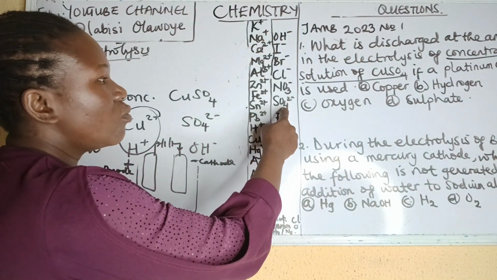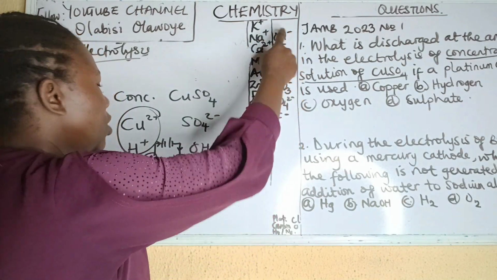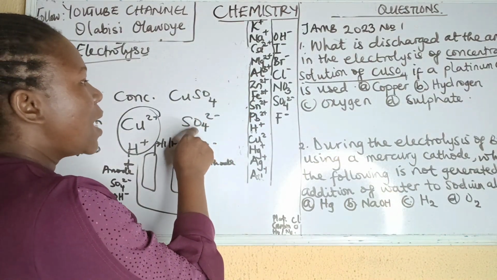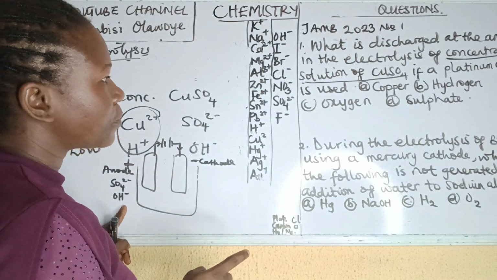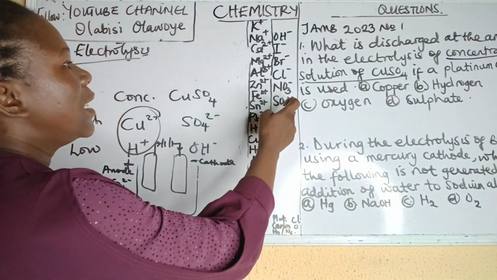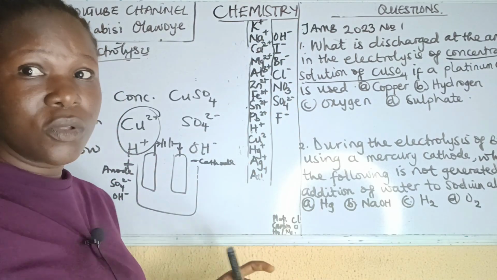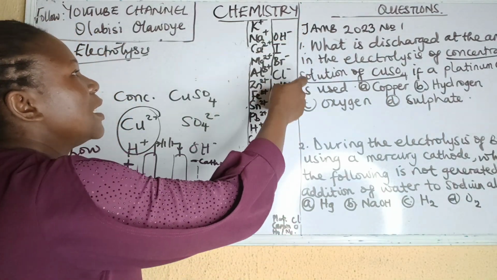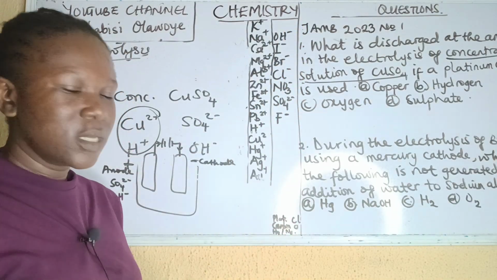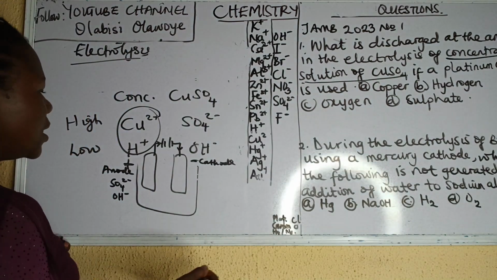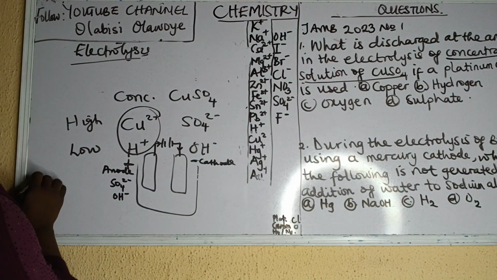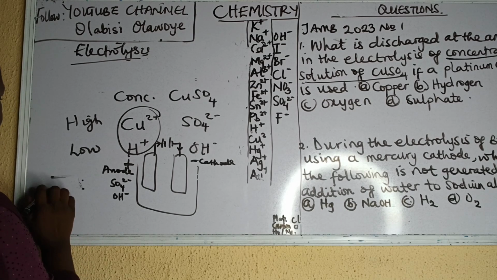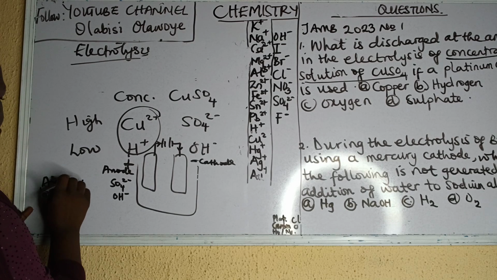And SO4 2 minus is highly concentrated compared to this, based on the electrolyte used there. Now, the rule says we are supposed to consider SO4 2 minus being discharged. But the problem here is that this works provided the two competing ions are not far apart. But in this case, the distance is still far. So hydroxide ion will still be discharged at the anode. So in that case, if you are writing the general equation, at the anode, hydroxyl ion will be discharged.